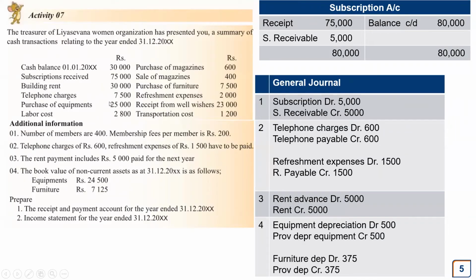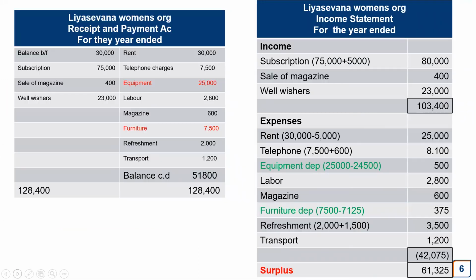Next one, purchase of equipment. So since we spend money for the equipment purchase, we write that 25,000. Are we going to take that to the income statement? Did you do that to the profit and loss? Did you take all the non-current assets? We did not. They are not expenses. So that's why they are not taken.